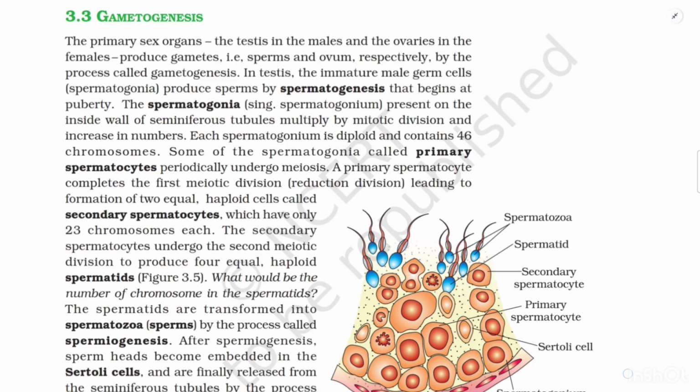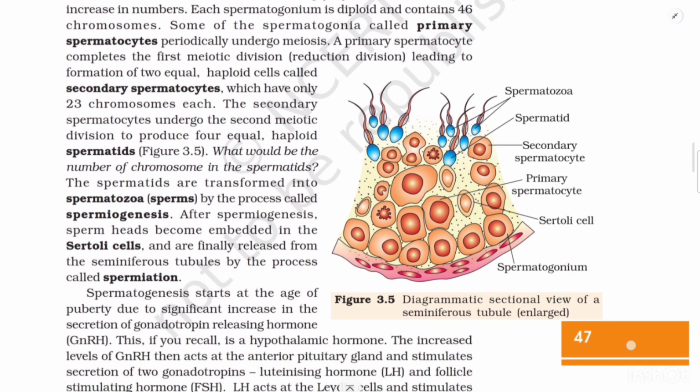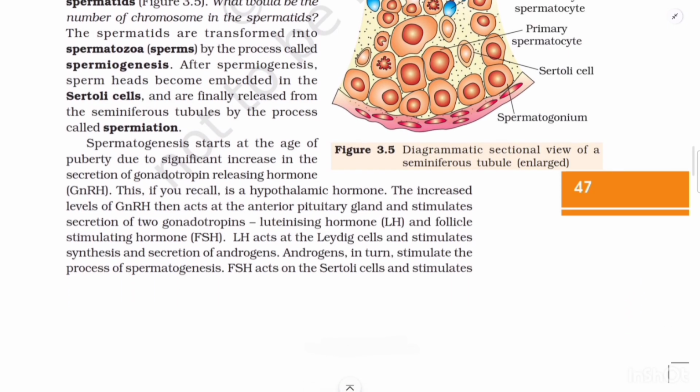The spermatids are transformed into spermatozoa, that is sperms, by the process called spermiogenesis. After spermiogenesis, sperm heads become embedded in the Sertoli cells and are finally released from the seminiferous tubules by the process called spermiation. Spermatogenesis starts at the age of puberty due to significant increase in the secretion of gonadotropin releasing hormone, GnRH. This, if you recall, is a hypothalamic hormone.